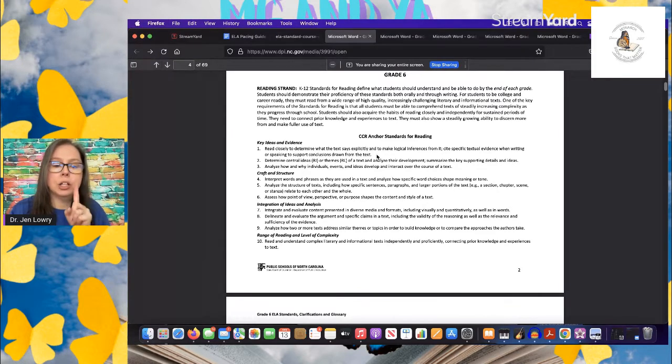And I want you to pay close attention, for example, to standard 1. This one must be RL because it's reading for literature, and then it's going to be standard 1. It's going to be grade 6.1. So that's how you look at it. So this is going to be the objective. Read closely to determine what the text says explicitly and to make logical inferences from it. Cite textual evidence when writing or speaking to support conclusions drawn from text.